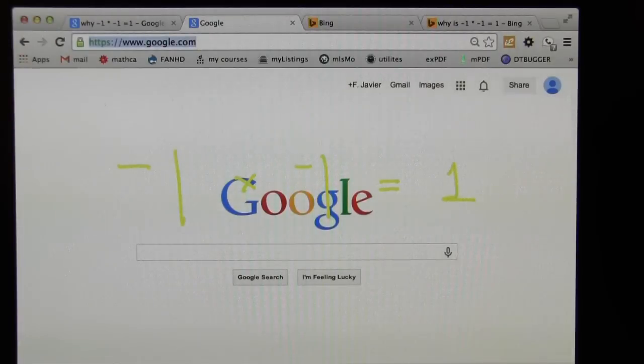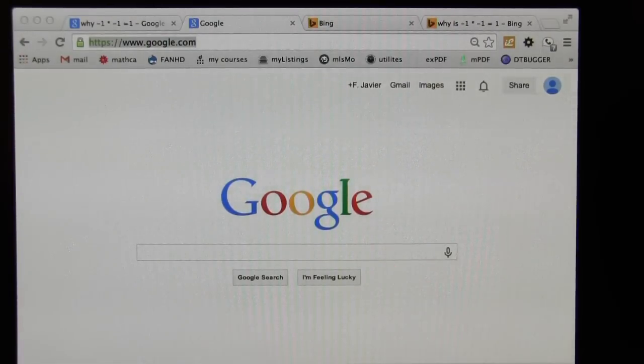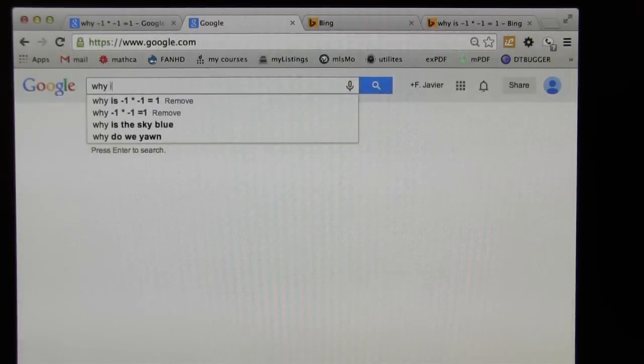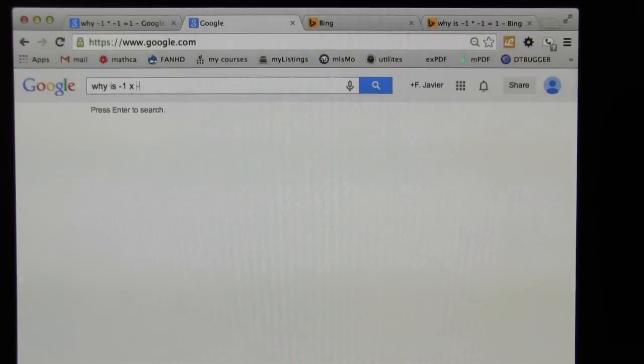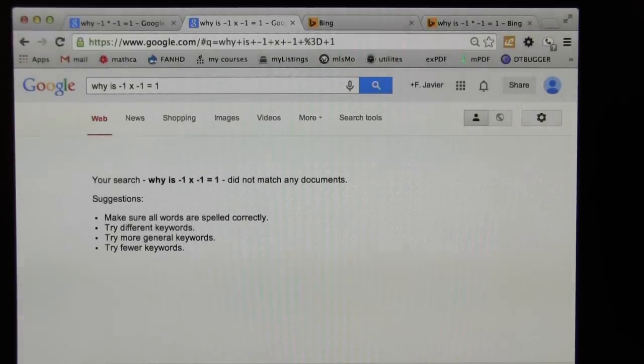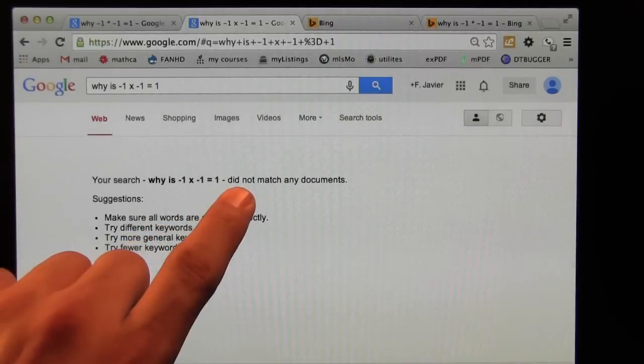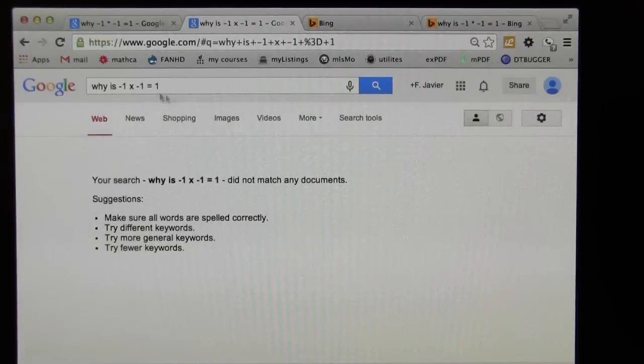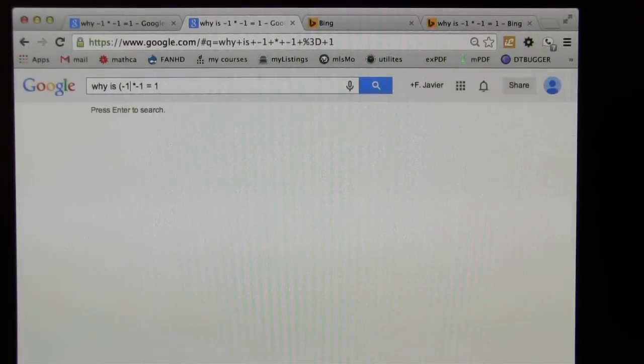So who knows all the answers in the universe? Of course Google does. So I'm going to try to find out for us exactly why is -1 times -1 equal to 1. Right, simple question. What? No results? Did not match any documents? Well, maybe I just wrote it wrong. Maybe I should change this to a times. What? No results? No, it can't be. Nobody knows this. Google knows more than all the knowledge in the universe.